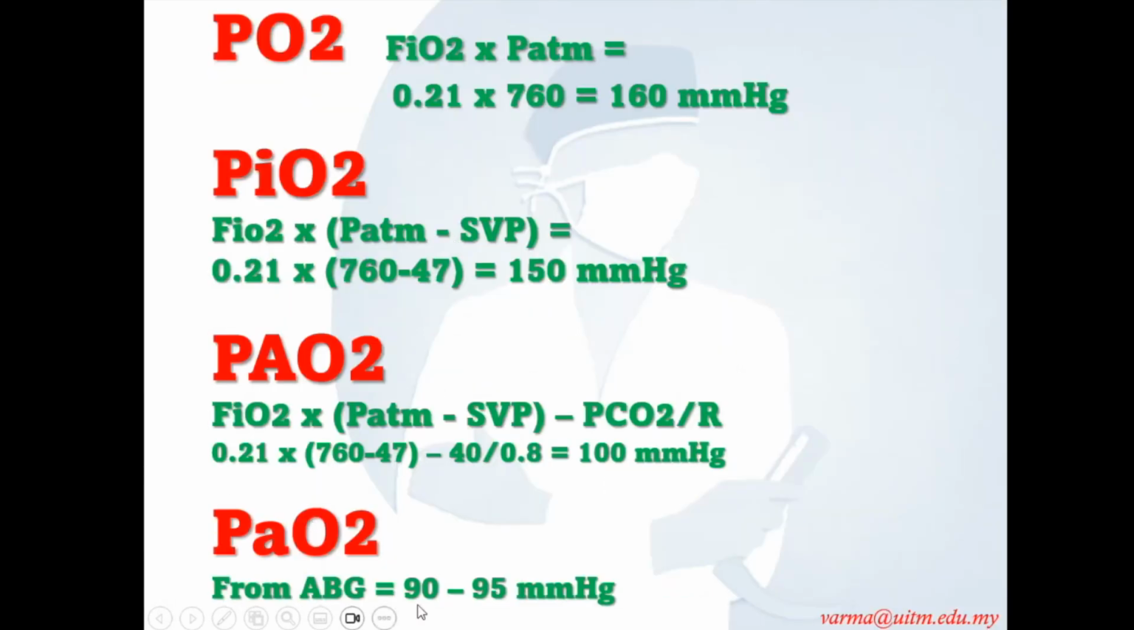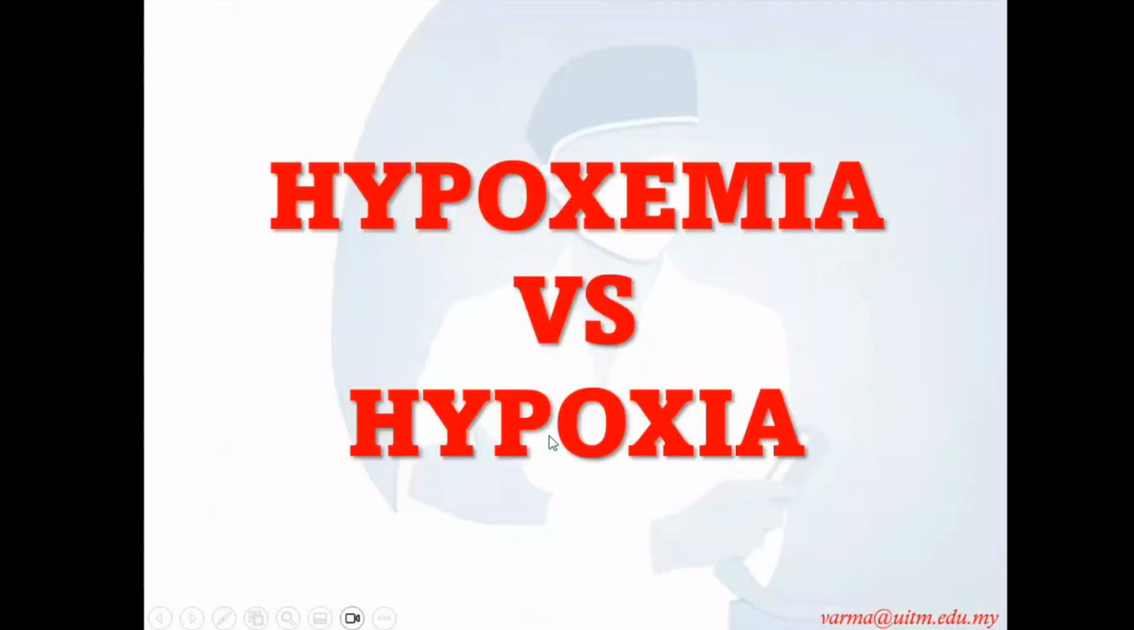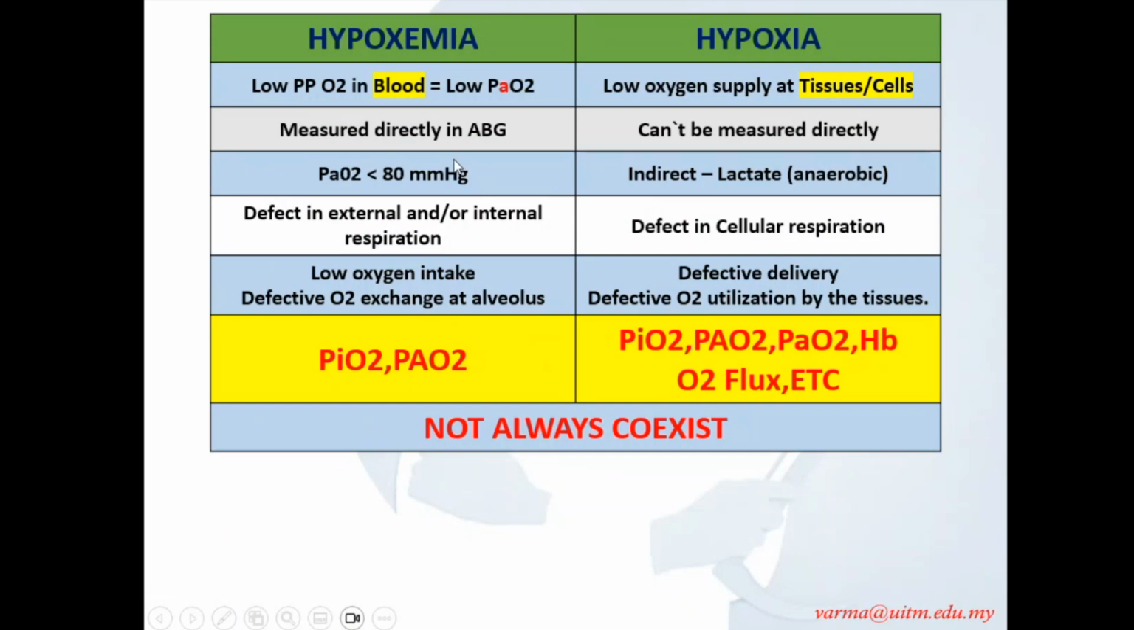In a normal healthy individual inspiring room air, you get around 90 to 95. We can give a leverage of another 10, up to 80 millimeter mercury, where we say the patient does not have hypoxemia. But if the PaO2 is less than 80, we will diagnose the patient as hypoxemia. So what are the causes? Then we have to find out.